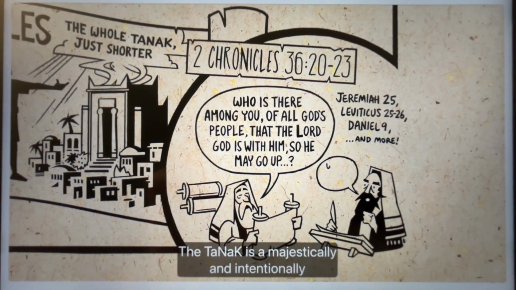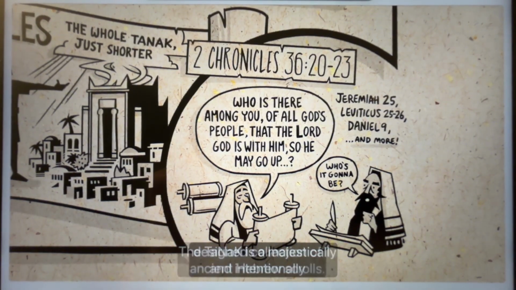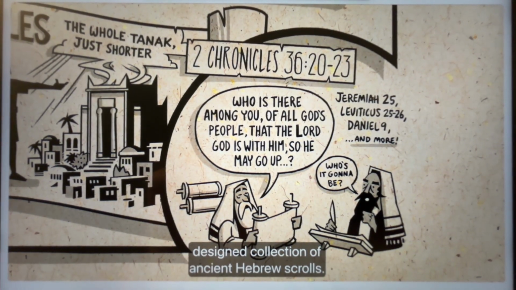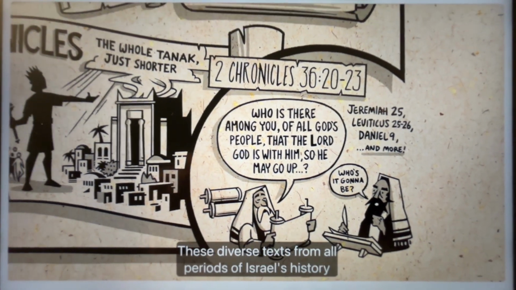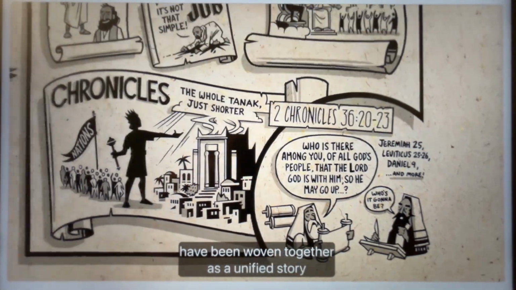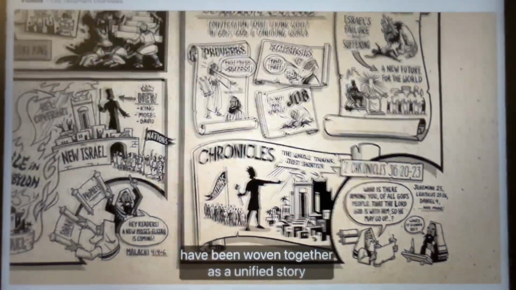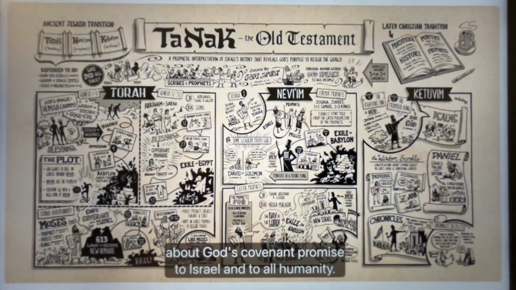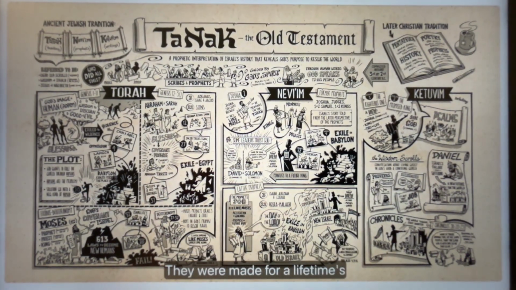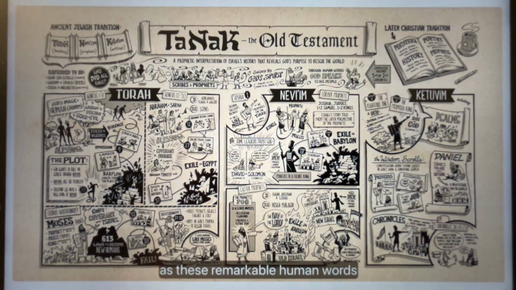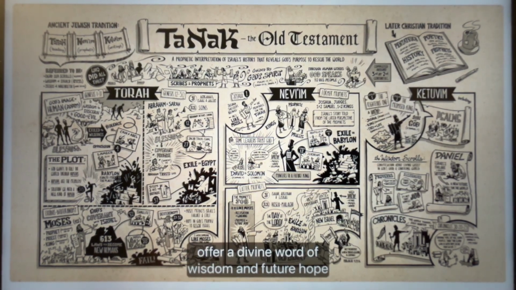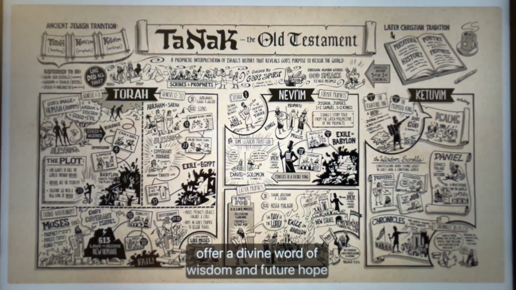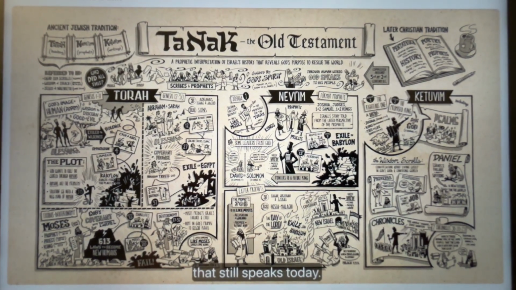The Tanakh is a majestically and intentionally designed collection of ancient Hebrew scrolls. These diverse texts from all periods of Israel's history have been woven together as a unified story about God's covenant promise to Israel and to all humanity. They were made for a lifetime's worth of reading and reflection, as these remarkable human words offer a divine word of wisdom and future hope that still speaks today.